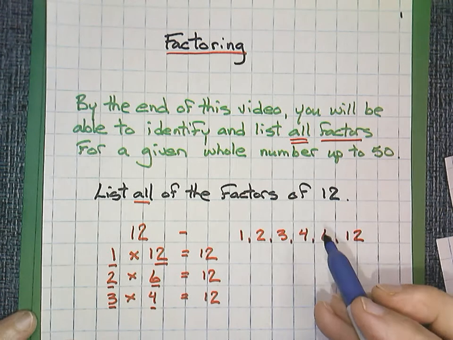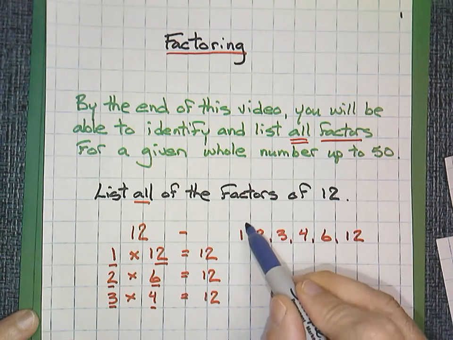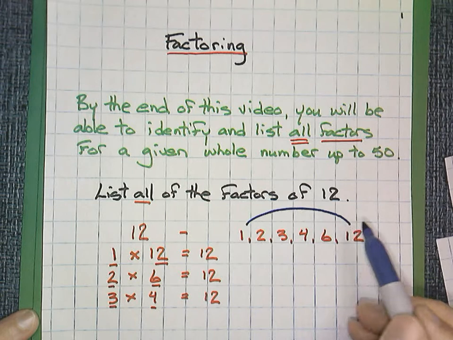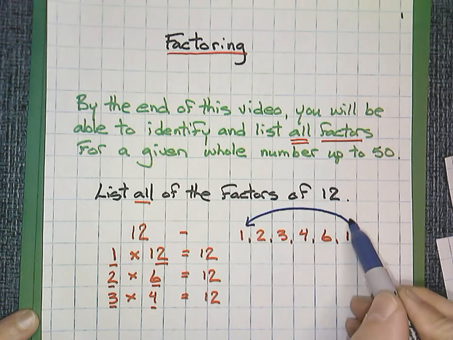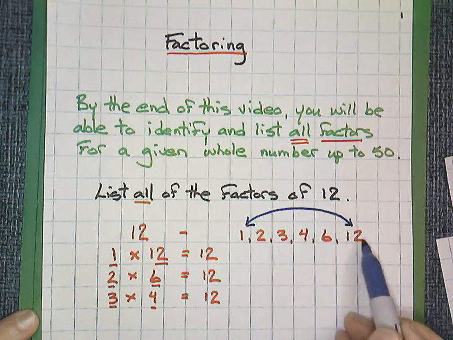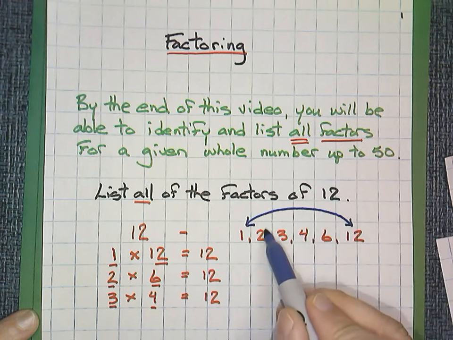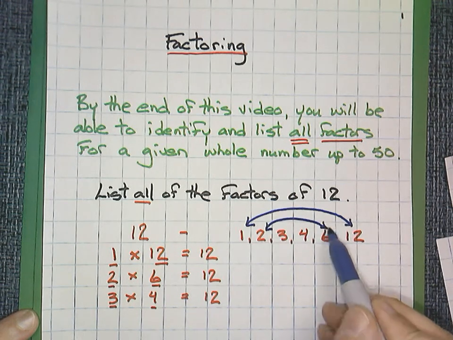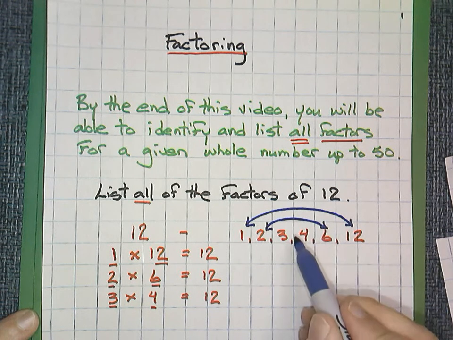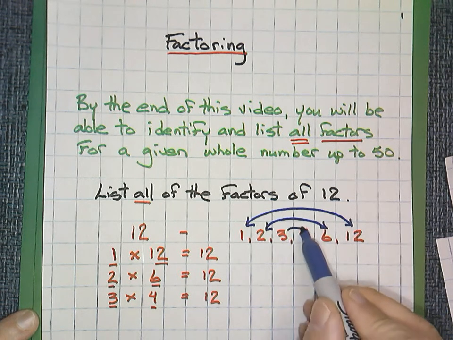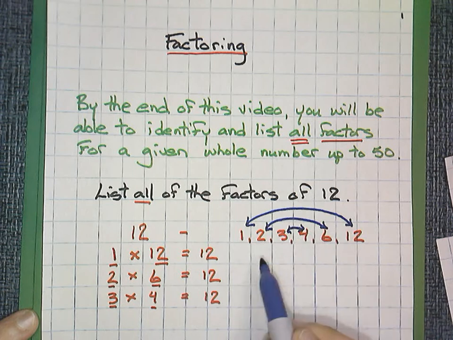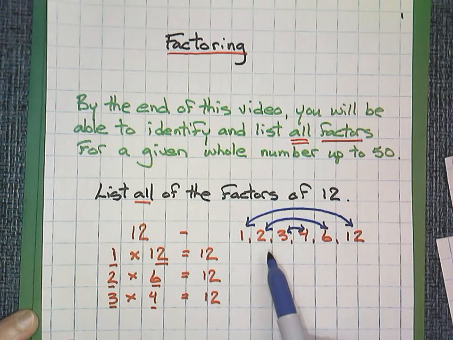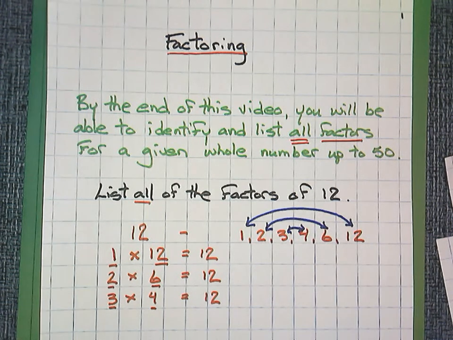And the idea here is that if I were to say, well, 1 times 12 equals 12, 2 times 6 would be equal to 12, and of course 3 times 4. This is what we mean when we say to list all the factors of 12. So that's what we're doing today.